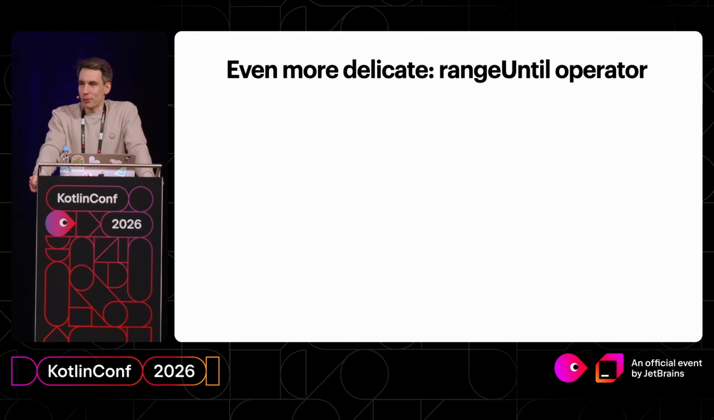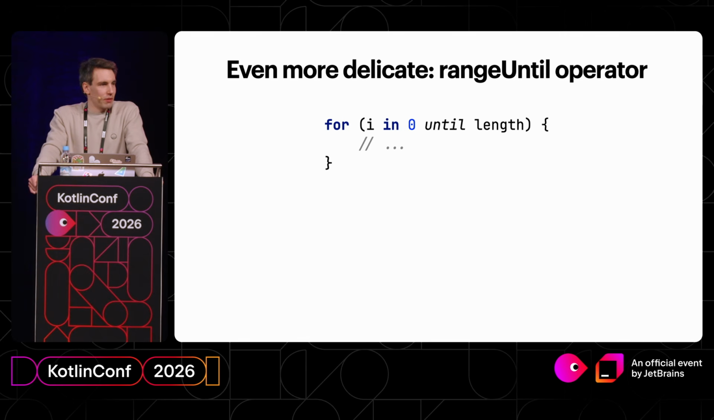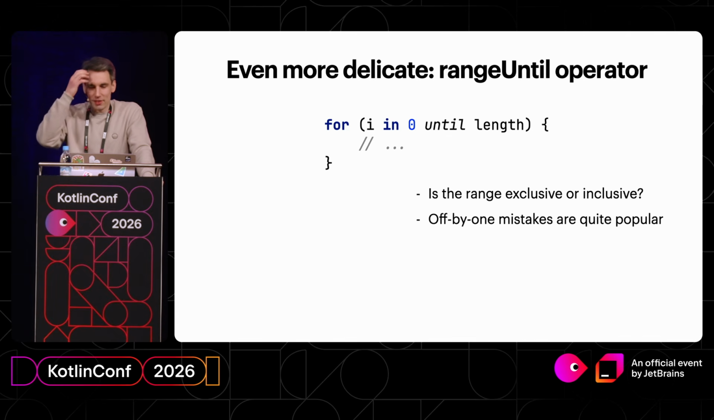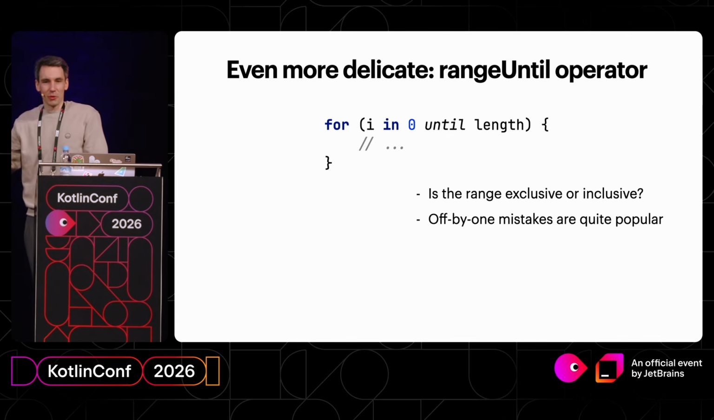And sometimes we want to be even more delicate. There is a good example with the range until operator. We have this pattern in Kotlin, where we have just a for loop and iterate from 0 until length. And the question is, is this range exclusive or inclusive?